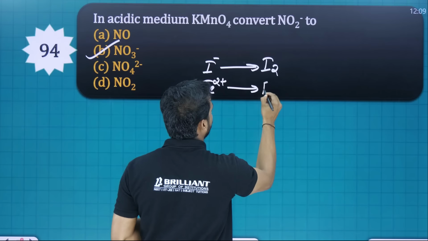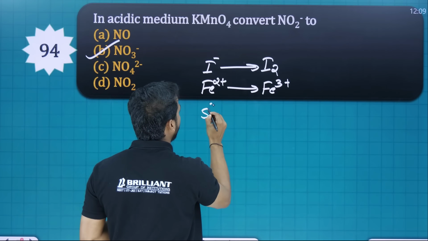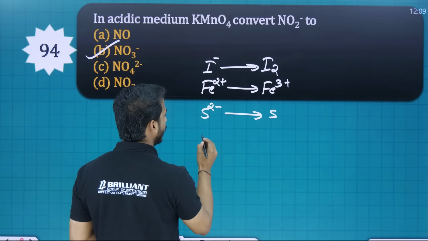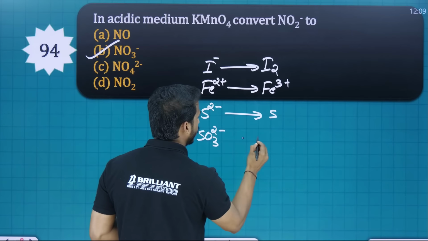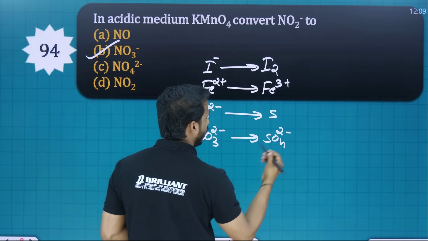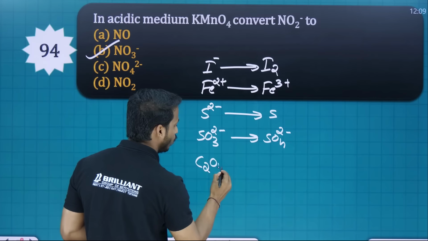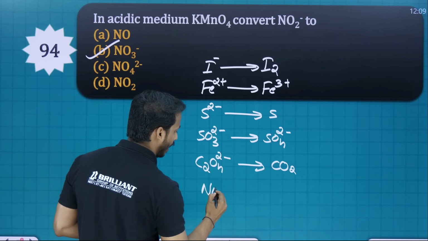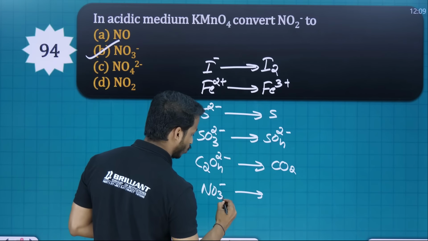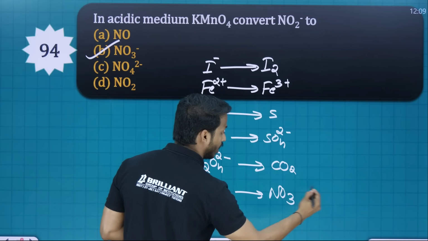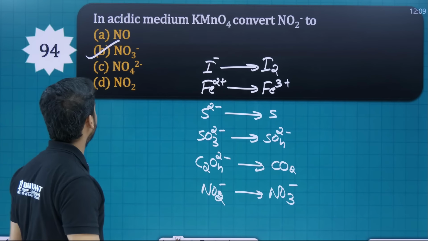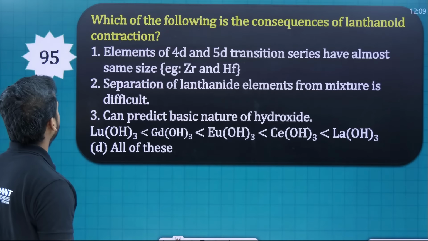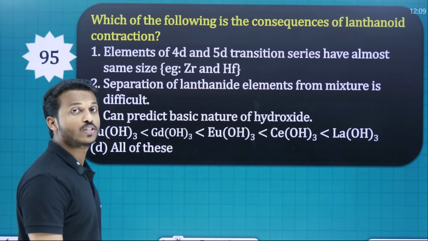Ferrous converted to what? Ferric. Sulfide converted to what? Sulfur. Sulfite converted to what? Sulfate. And oxalate C2O4 2 minus converted to carbon dioxide. And nitrite NO2 minus converted to NO3 minus. Nitrite converted to nitrate.